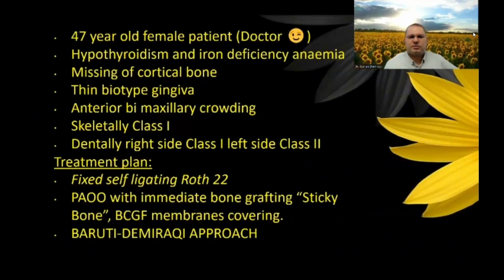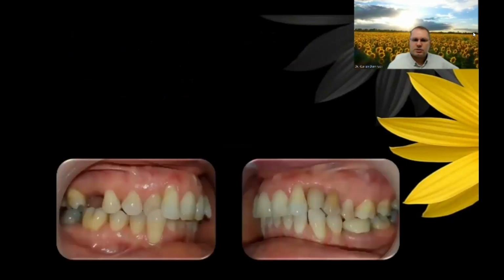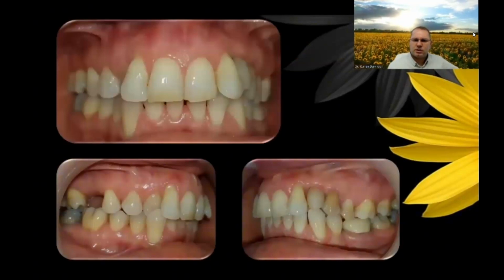Thin biotype gingiva, anterior bimaxillary crowding, skeletally class 1, dentally the right side was class 1, and the left side was class 2. We decided on fixed self-ligating braces because the patient wanted to be as aesthetically nice as possible. PAOO with immediate bone grafting, sticky bone, BCGF membranes covering, with the Baruti Demiraqi approach. So this is the pre-op situation, which is not so pleasant to be seen.